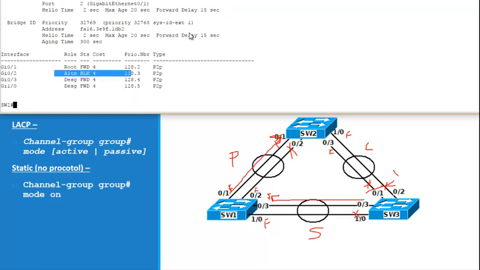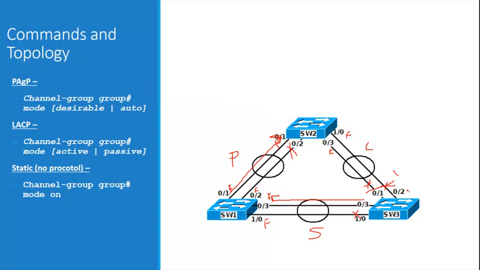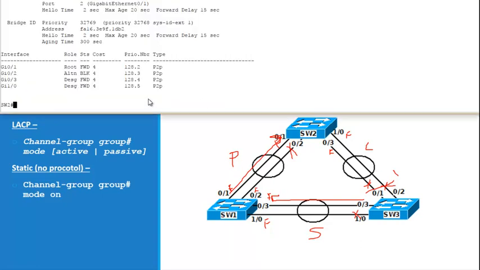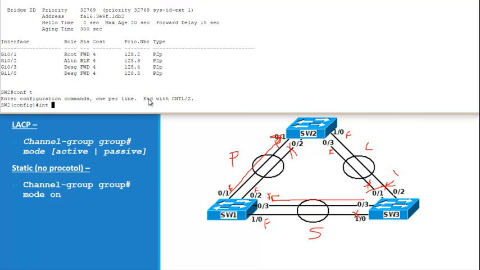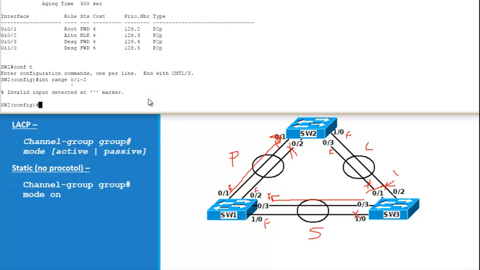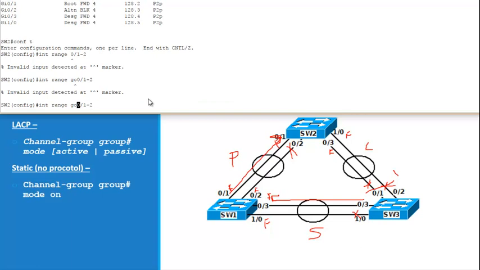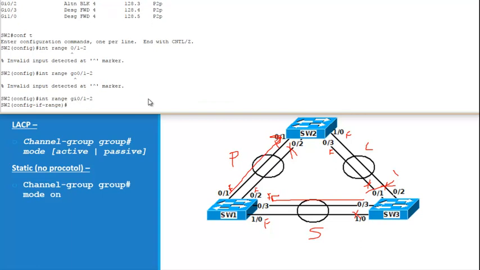So let's go into switch 2. And let's finish the other side of this PAgP etherchannel and start our LACP channel. All right, so config t. Int range Gi 0/1 to 2. Gotta give it the type, gig. Channel-group 1 mode desirable. Let's move this out of the way.